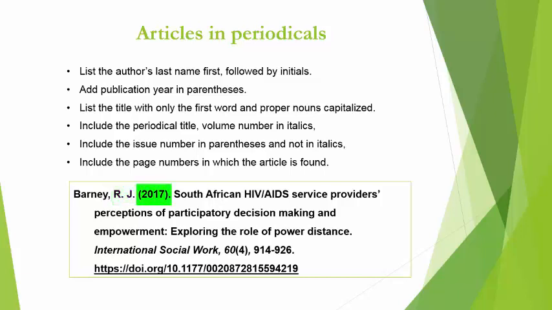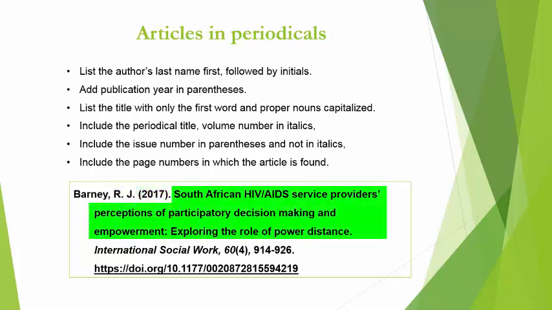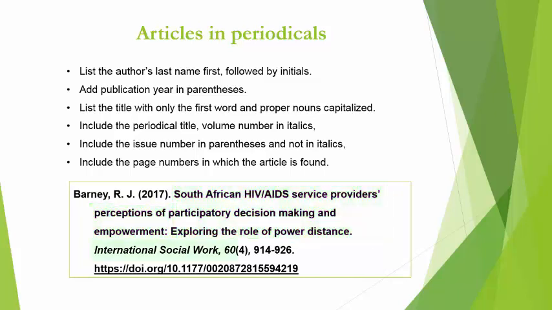In parentheses, you'll want to make sure to include the publication year. You'll also want to make sure that you list the title of the article from the periodic journal. Only capitalize the first word of this title, as well as proper nouns. Next, you'll want to make sure to include the title of the periodic journal, as well as the volume number of the journal, and include all of that information in italics.